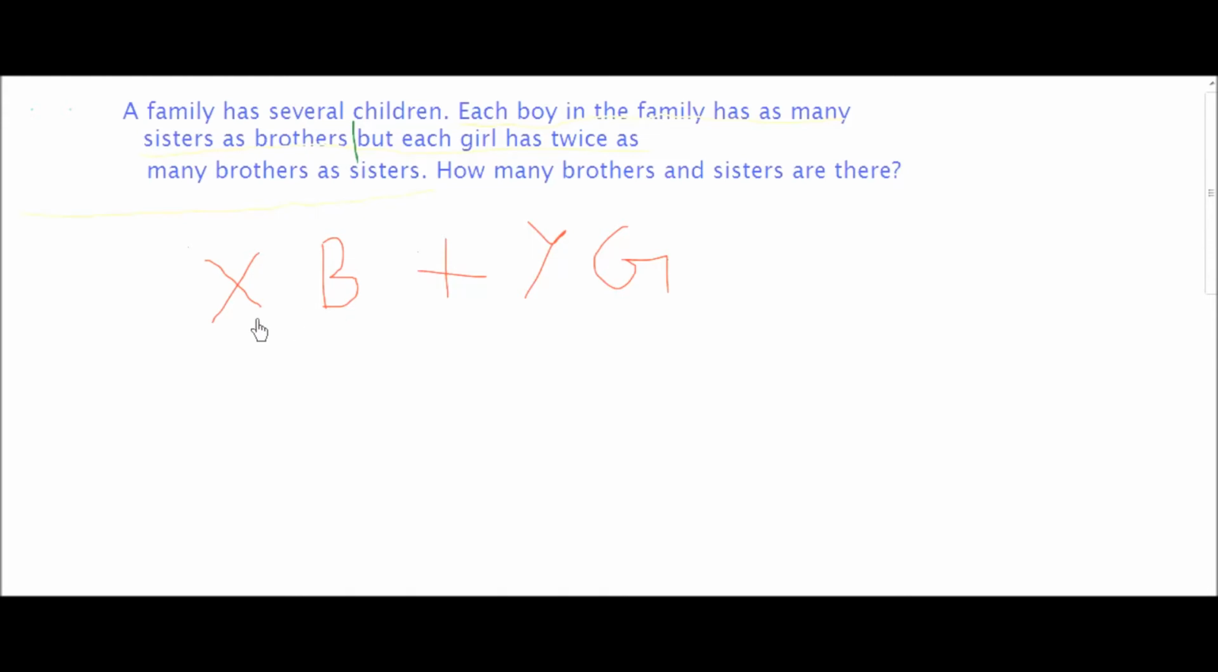Now, after we assume the number of boys and girls, we go back to the question and read out the first line. Each boy in the family has as many sisters as brothers, which in simple English means that every boy in that family has the same number of sisters and brothers. So if I take out one particular boy from this pack, we will have x minus 1 boys and y girls. But given there are the same number of sisters and brothers, x minus 1 equals y. So this is our first equation.